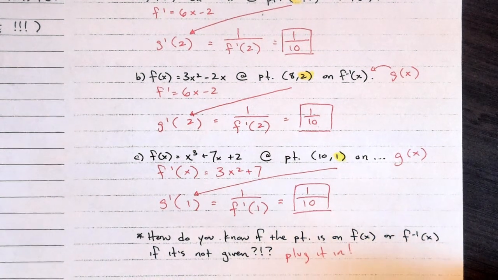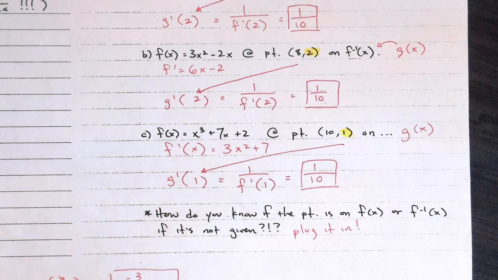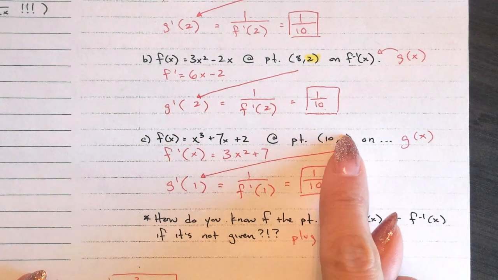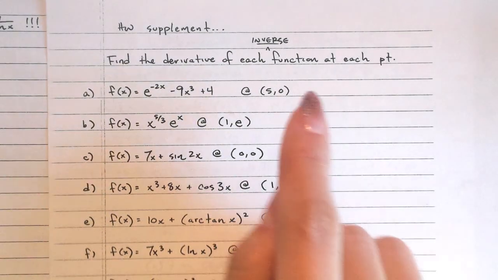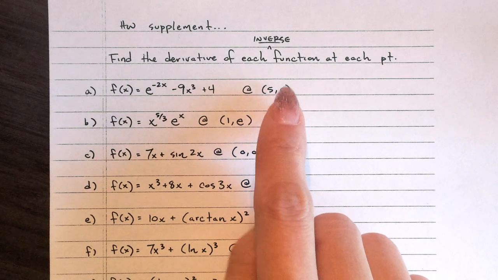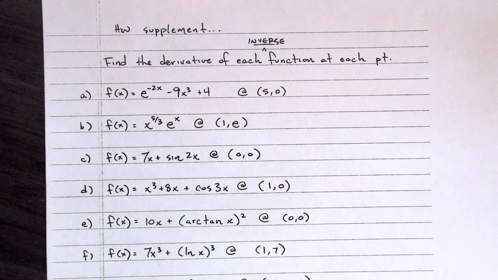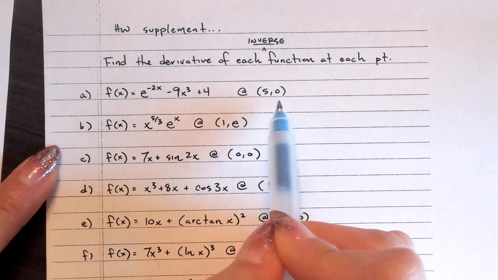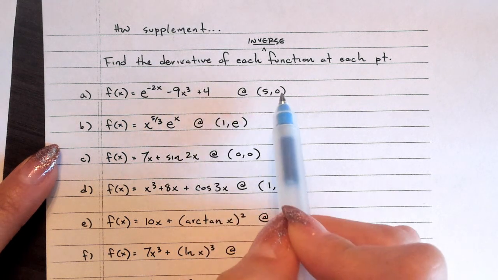How do you know if the point is on f of x? You literally plug in. If it's not given, you plug it in. I don't even care if it's given. Go ahead and plug it in, and then circle something. On the back, you're doing A, B, C, and D. For A, B, C, and D, the first thing you're going to do is highlight either the 0 or the 5, the 1 or the 0. How do you do that? You plug in 5, do you get 0? I don't know. Plug in 0, do you get 5? Maybe, then you highlight the 0.